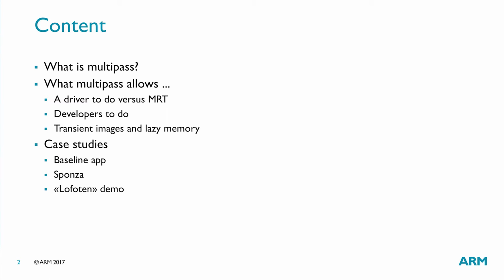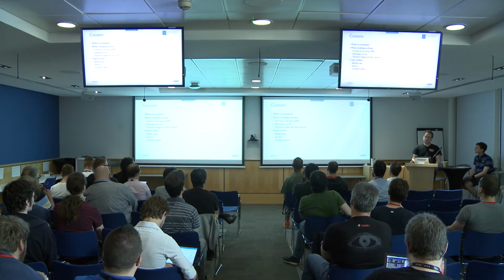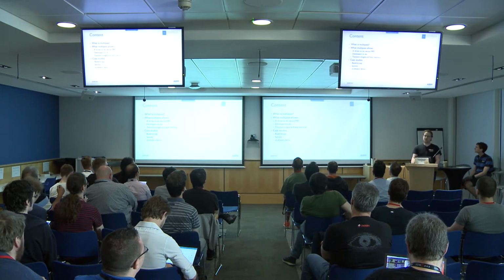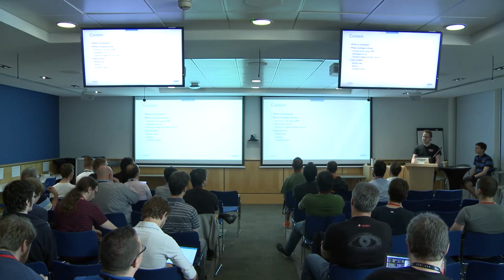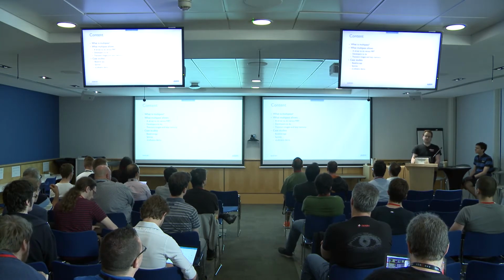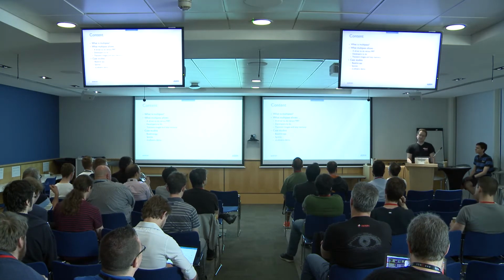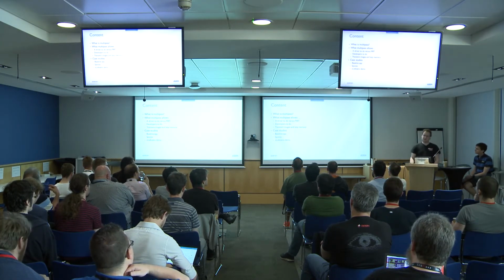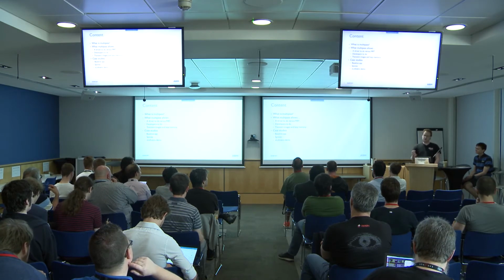So the content of this talk is, first I'm going to explain what Multipass is, how it benefits the driver, and also what it enables a developer to do compared to other APIs. I'm also going to go into some memory management things. Vulkan has unique transient images and lazily allocated memory, which is quite interesting, especially for mobile. And then we're going to go into some particular case studies where we look at actual real-world performance improvements that can be had by using Multipass over a classic deferred rendering pipeline.